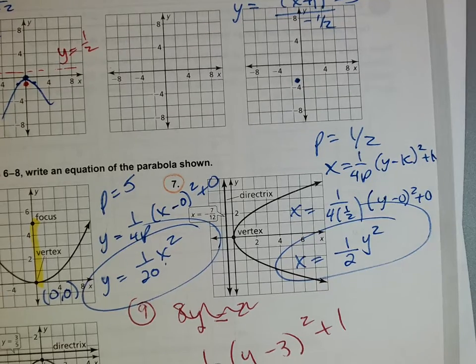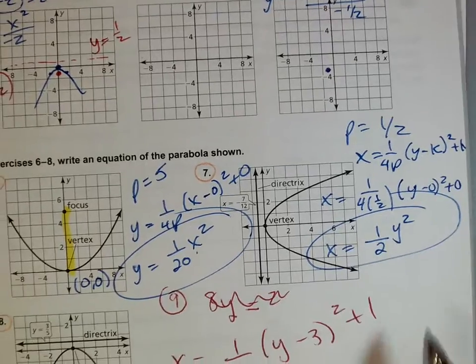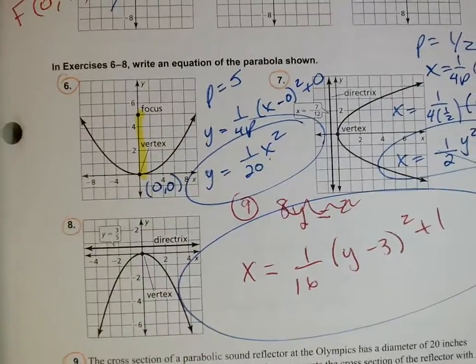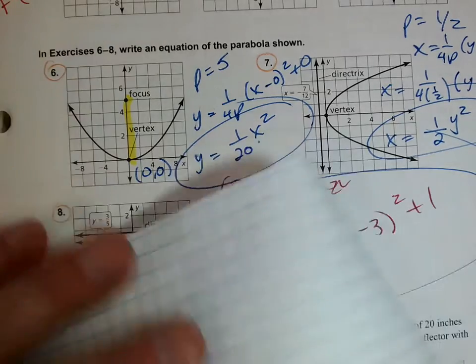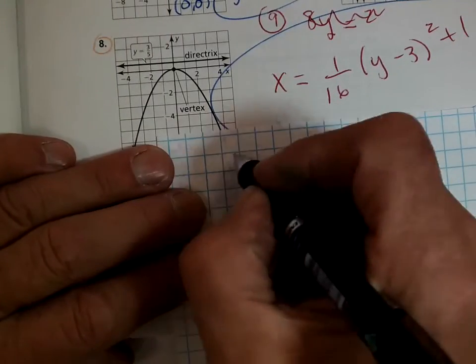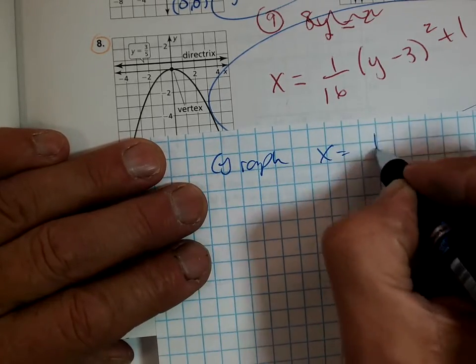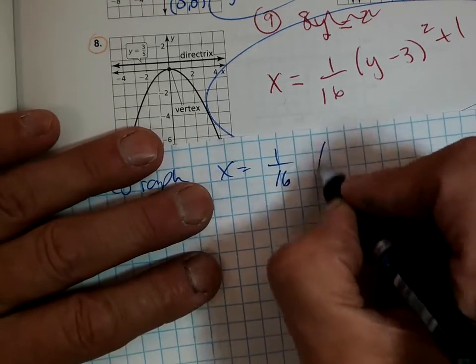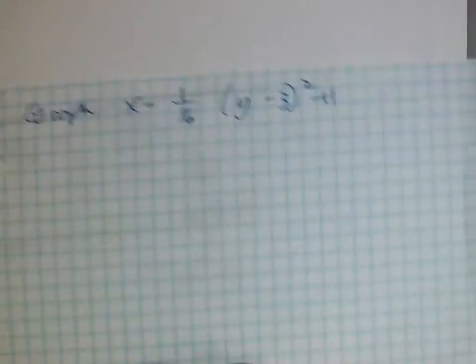Okay. All right, now, you've got graph paper, right? Yeah. So let's do this one first, okay? So let's graph this. I'm going to do it on a piece of graph paper. Let's take and graph x equals 1/16 y minus 3 squared plus 1, okay? All right, let's graph this.